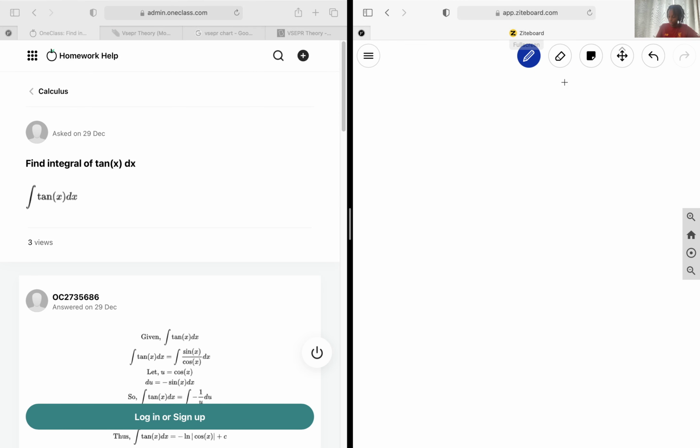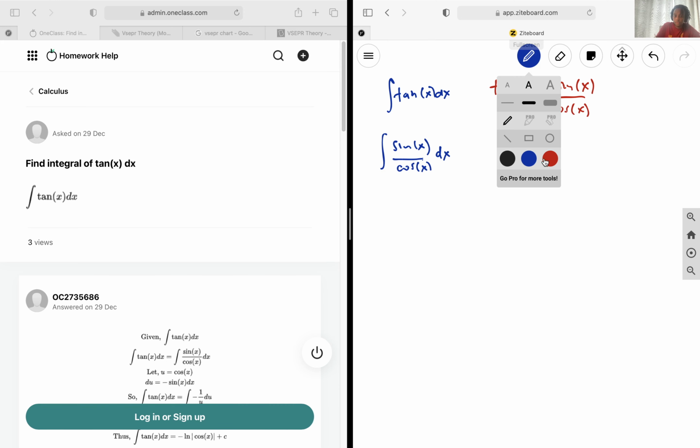For our next question, we're going to want to integrate tan x dx. And so we first off need to recall that tan x is equal to sine of x over cos of x. So let's just rewrite our integral. And so we want the integral of sine x over cos x dx. And we're going to solve this using substitution.